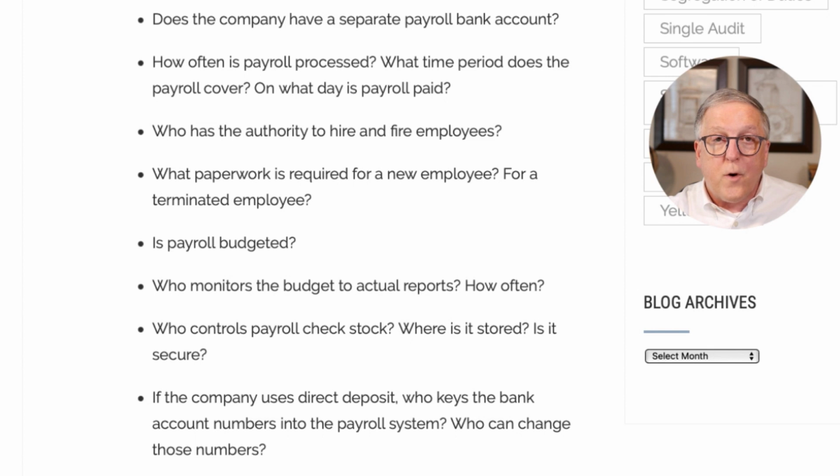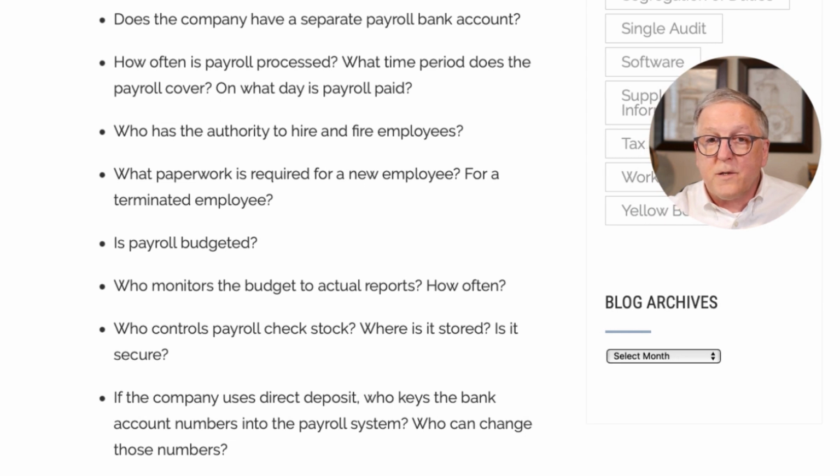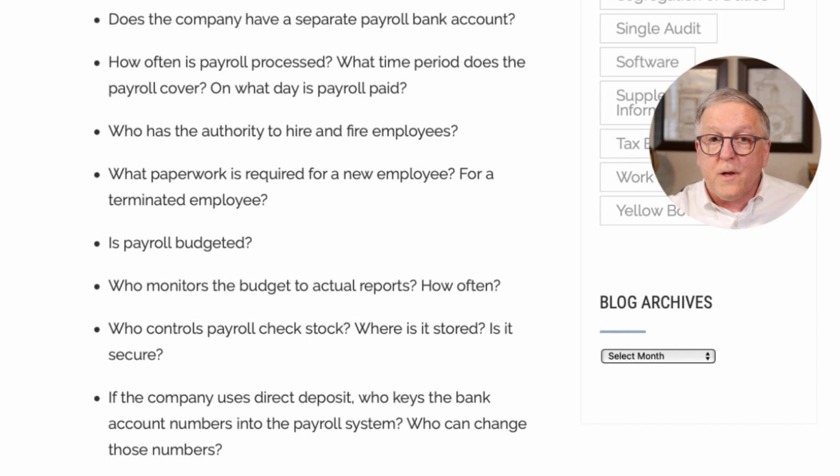So it's important that we have a budget and we're comparing the budgeted payroll expenses back to what's actually occurring. Also, who monitors the budget and actual reports? Is it somebody in the payroll department, or does the CFO or the controller from time to time take a look at these budget to actual reports?